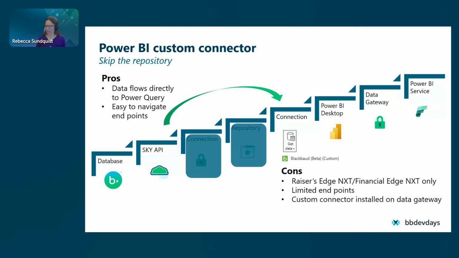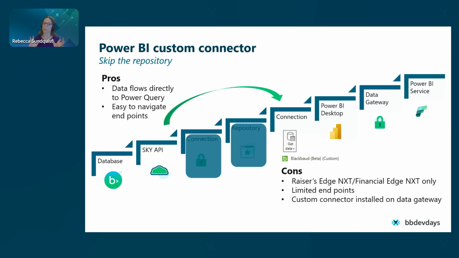However, the cons are, and maybe you've discovered this already if you have gone through the connector's documentation, first of all, it's only built to support the Raiser's Edge NXT and Financial Edge NXT. The endpoints are limited to Sky API endpoints that get a whole list of records because we're not going to be sitting there telling it ID by ID which constituent record to pull in. We need to just get constituents, get gifts, get the fund descriptions, and start building our model from the bulk data.